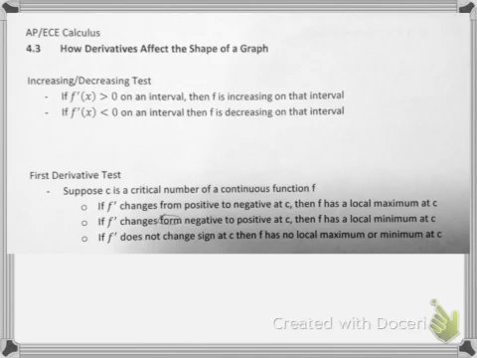Okay, the first thing, increasing, decreasing test, we already know this. If the derivative is positive, then the original function must be increasing. If the derivative is negative, then the original is decreasing. We already know that. The first derivative test, again, we don't need to know it by name, but the first derivative test lets us find local max and mins. So that's what we're talking about here.